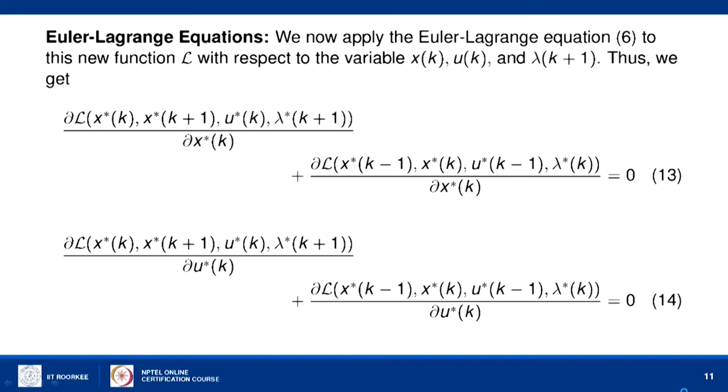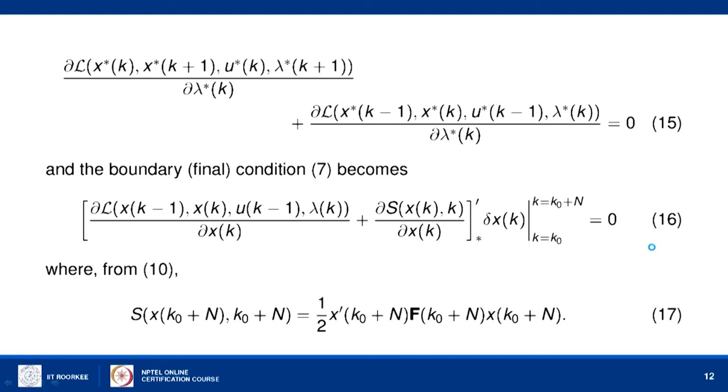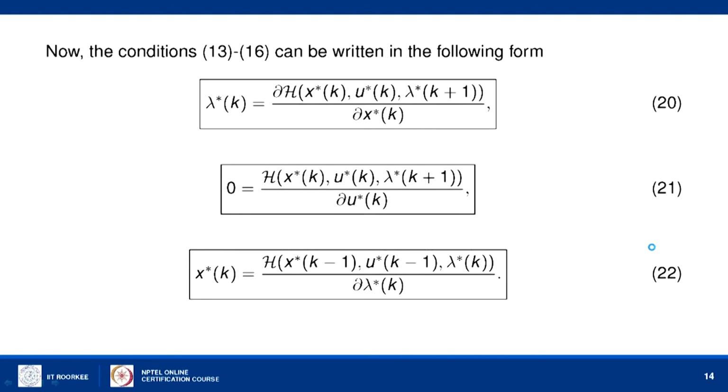We can easily see, for example, if you want to calculate del L by del u, in equation 19 it is nothing but del H by del u, because there is no u involved in the second term. Similarly, all the derivatives of L can be replaced by the derivatives of H from equation 19. So we will get the system of equations in terms of H.